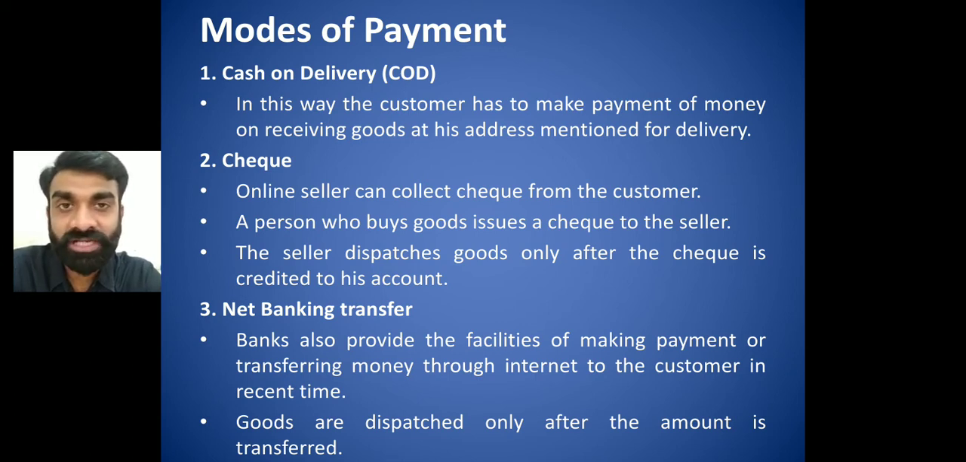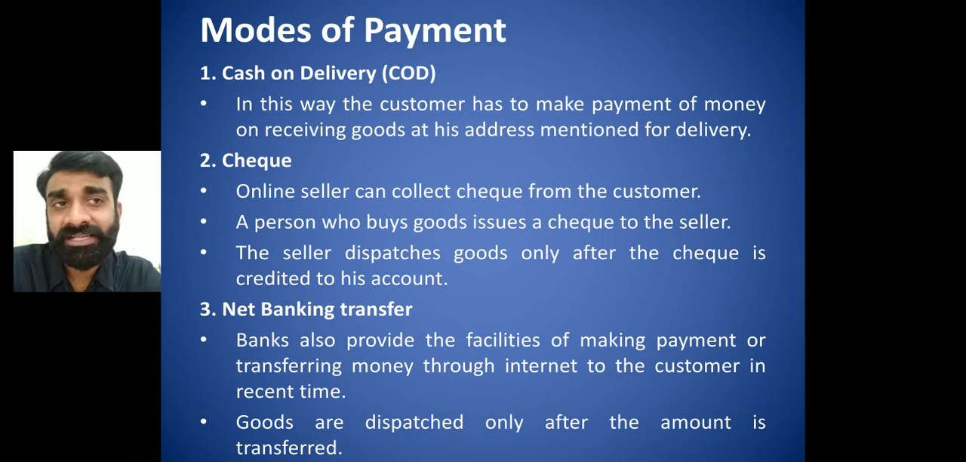First is cash on delivery. We all are familiar with this, right? You have placed the order, you get the delivery of the particular goods or commodity, and you pay at your doorstep. That is cash on delivery. Once you get the product, then you pay the amount. Second, check, right?